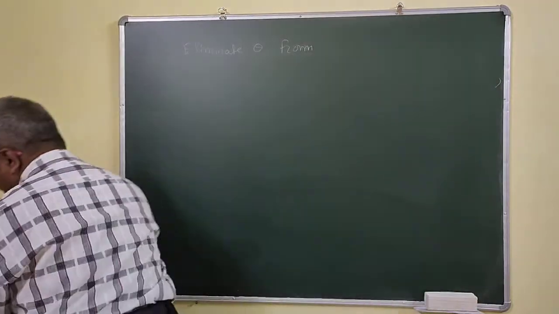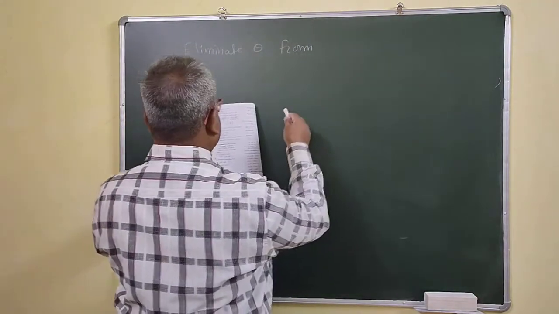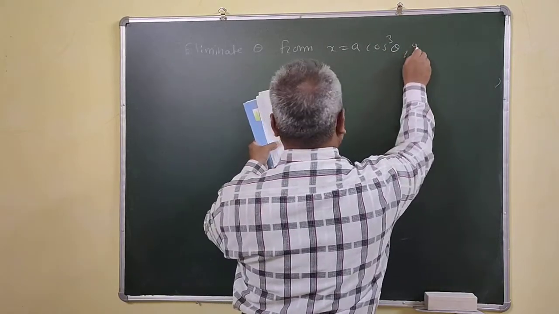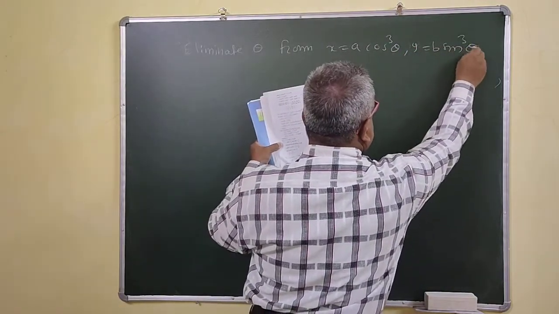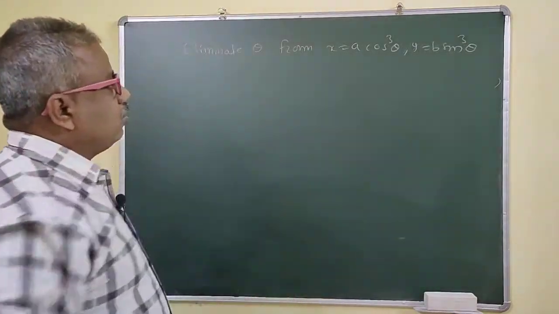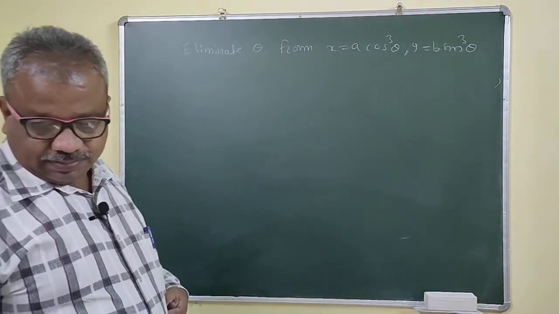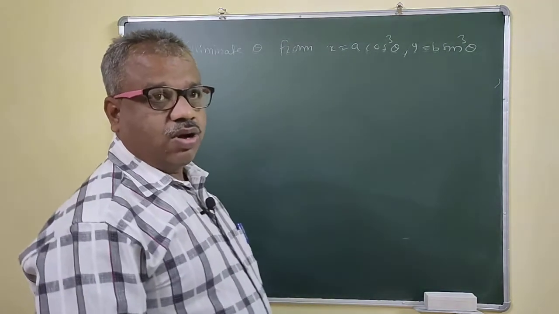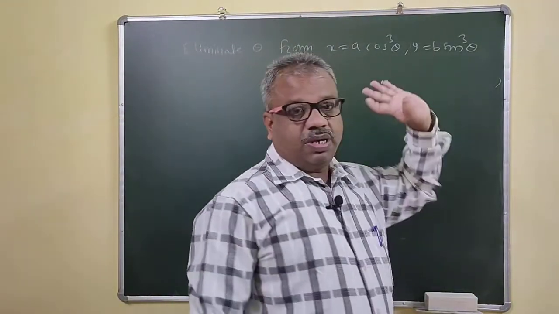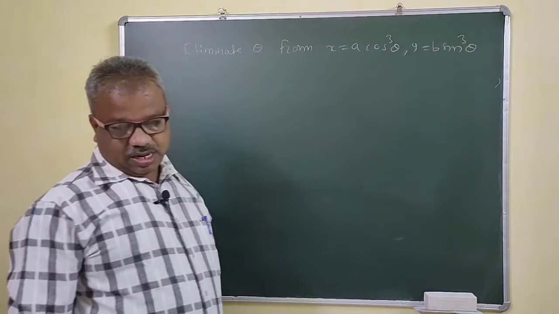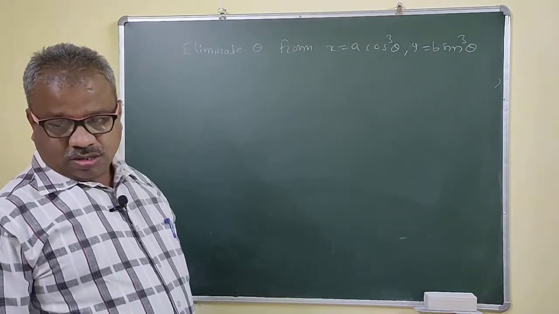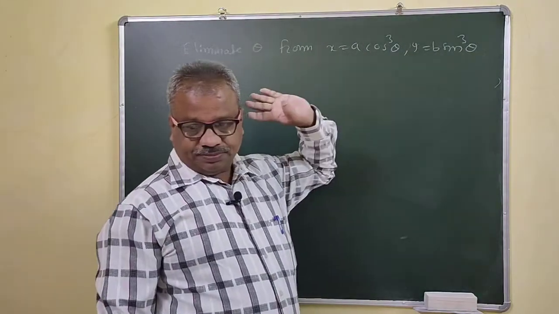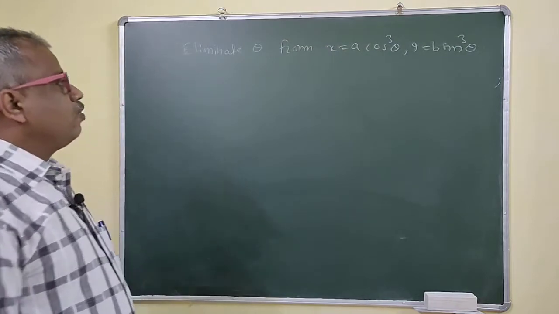Eliminate theta from x is equal to a cos cube theta, y is equal to b sin cube theta. Eliminate theta from x is equal to a cos cube theta and y is equal to b sin cube theta. You have to eliminate theta. That means what? Form the equation in such a way that it does not contain theta. Okay? So what to do? Solution.